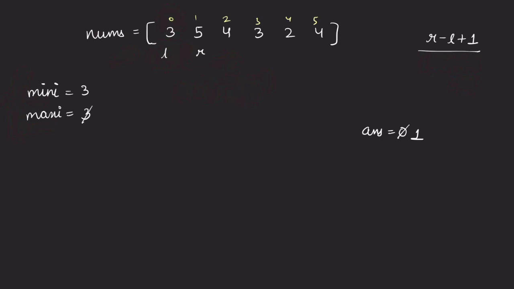Now mini will remain 3, but maxi will be updated to 5. Now 5 minus 3 is 2, which is less than or equal to 2. So we will count this. It will be 1 minus 0 plus 1, that is 2. So now our answer will become 3, right?